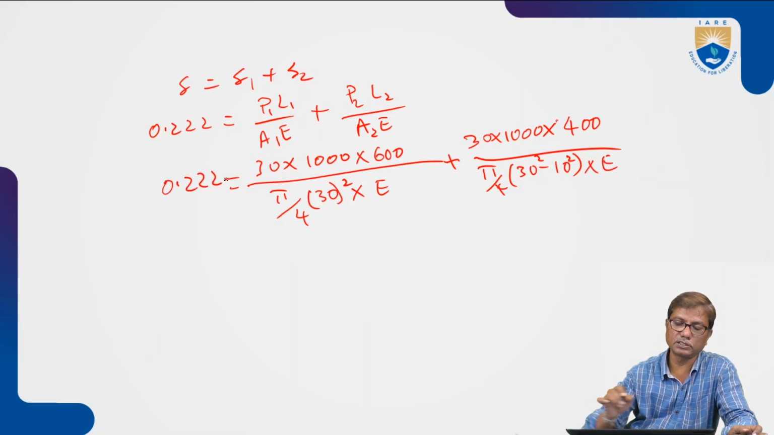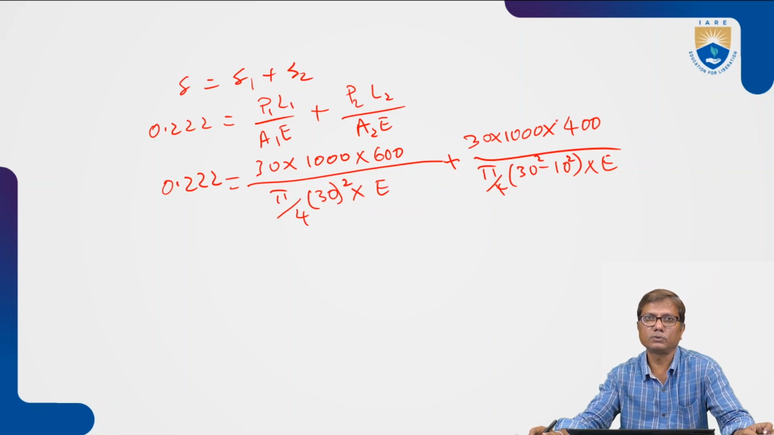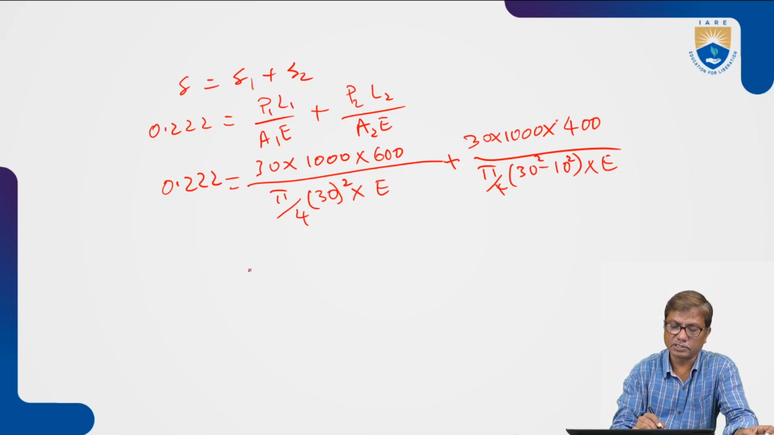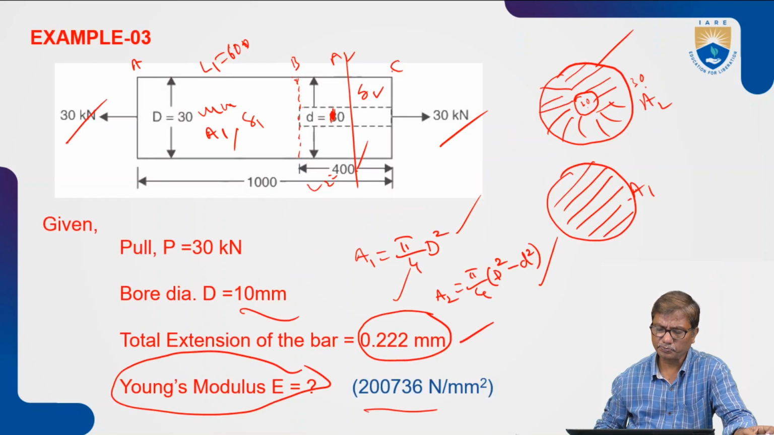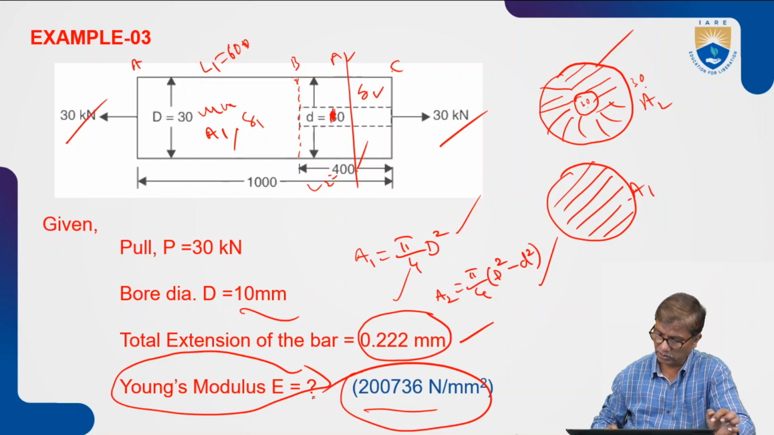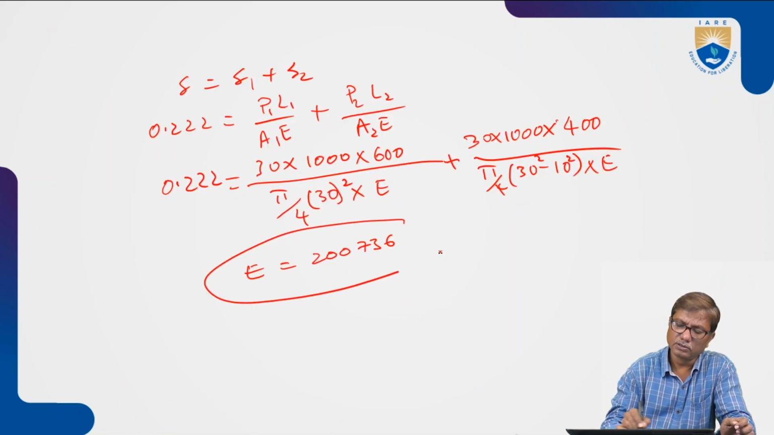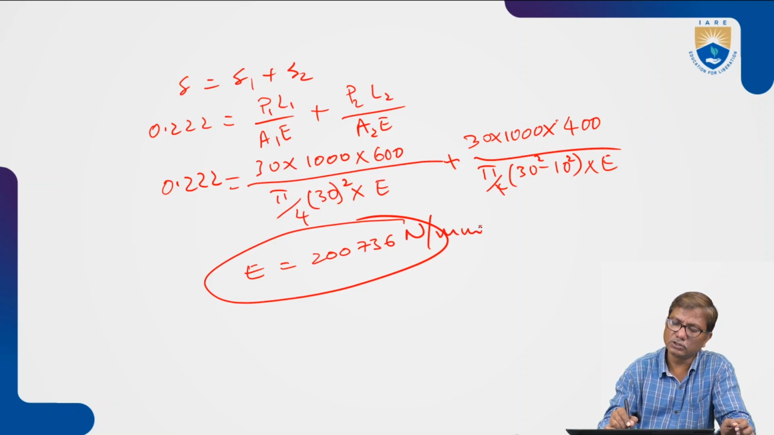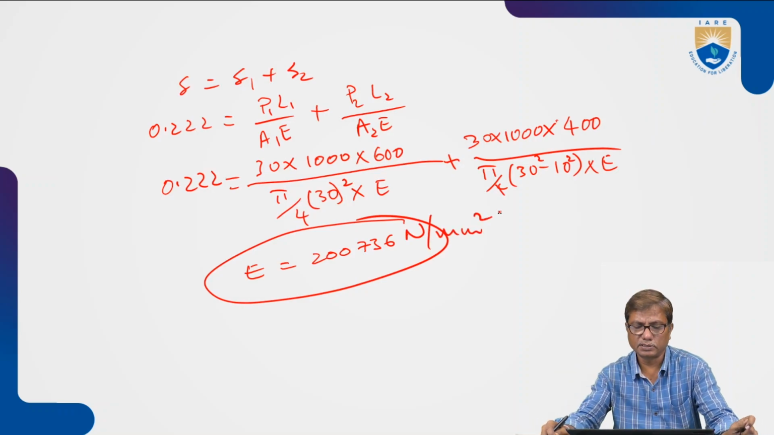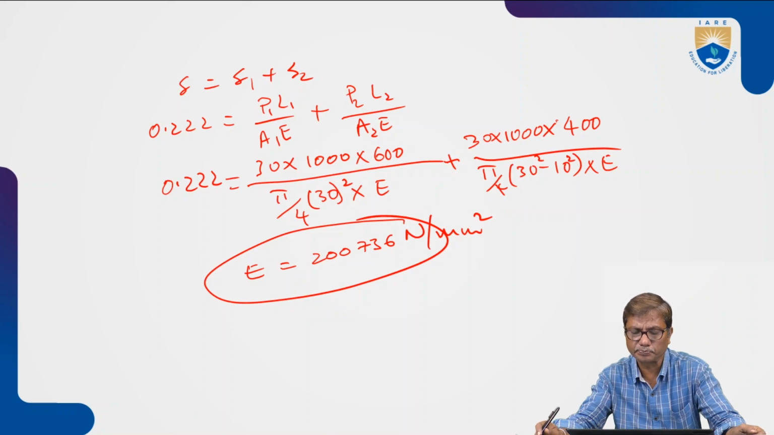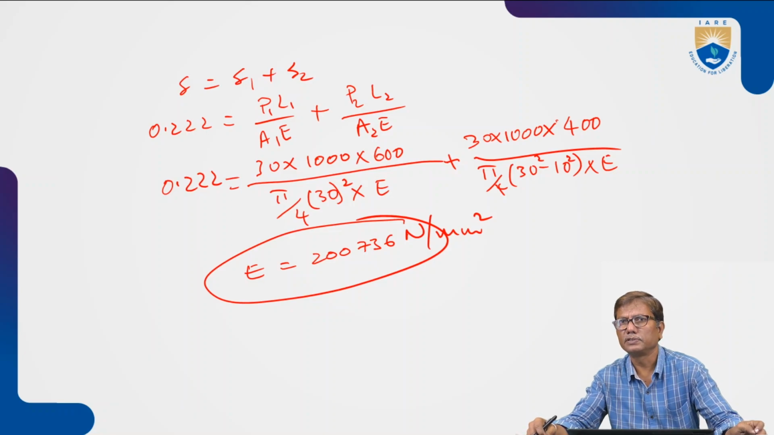Okay. And on the left hand side, we have 0.222, the total elongation given. Okay. So from this, E comes out to be 200,736. Already we have seen here, 200,736. This is the Young's modulus, and units newtons per mm square. Okay. So these are different examples.